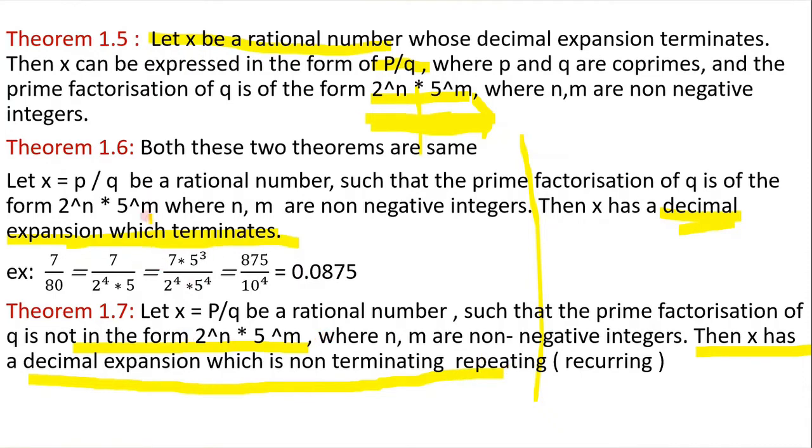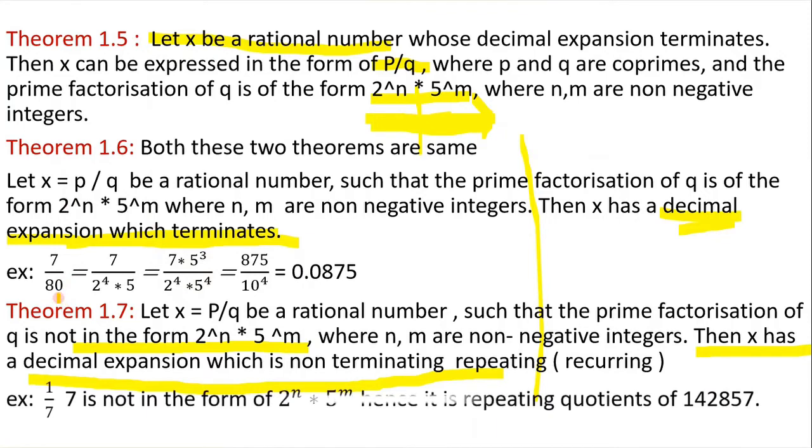For example, if I consider 7 divided by 80, if I find the factors for the denominator, I get 2 power 4 into 5. So in order to balance the equation, I want to multiply with 5 power 3 on both sides. We get 7 into 5 power 3 by 2 power 4 into 5 power 4, which is equal to 10 power 4. So now it is in the form of 2 power n into 5 power m. So we are getting a terminating decimal expansion.